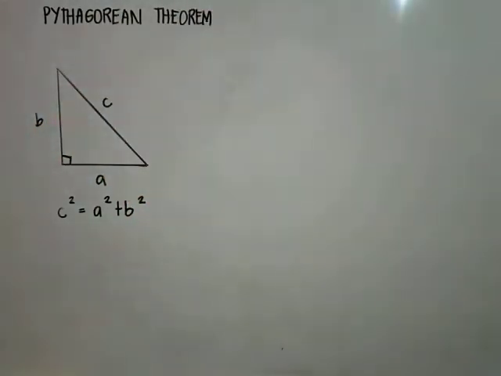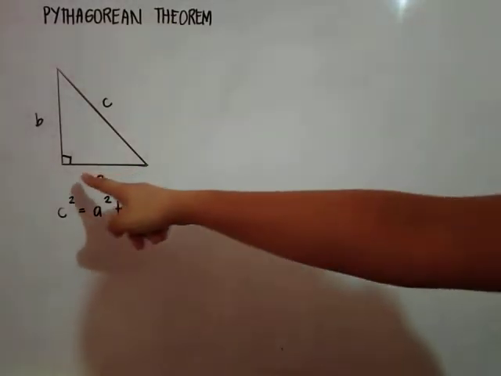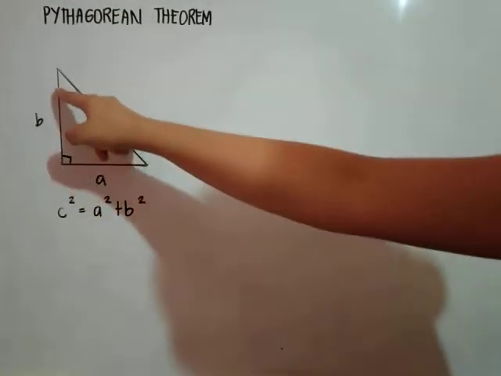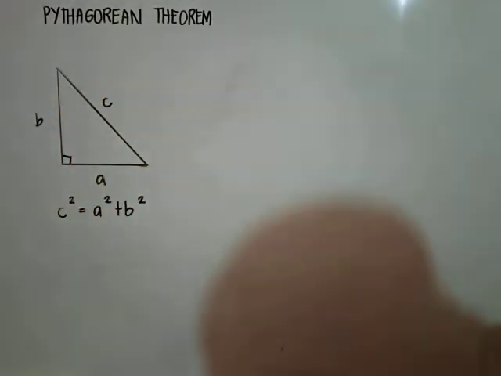So paano natin masasabing right triangle ang isang triangle? So sabi, in order that a triangle to be considered as a right triangle, dapat yung isa sa interior angle niya is 90 degrees. So we have 90 degrees here. So itong dalawang interior angle na to, sila ay acute angle.